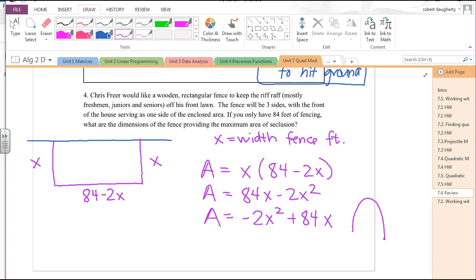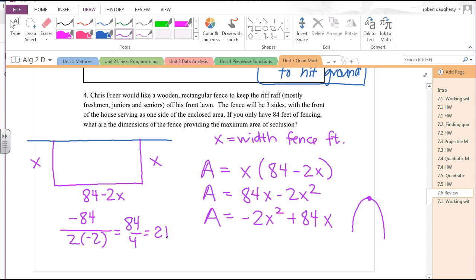If I want to maximize the area, the maximum for this function is going to occur at the vertex. So I just need to find the x-coordinate of the vertex. It's going to be negative b over 2a. So at negative 84 over 2 times negative 2, that's going to be 84 divided by 4, which is 21.